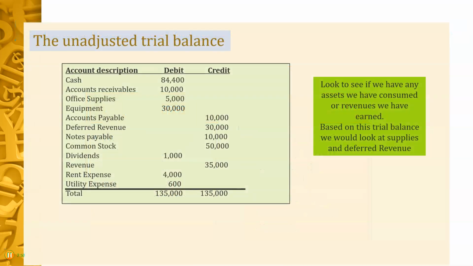Let's look at our unadjusted trial balance. One of the things we do is we look to see, do we have any assets we've consumed or revenue we've earned. Based on this trial balance, we have office supplies, which normally you would use during the month, and we have deferred revenue, and we'd want to check to see, have we earned any of it?